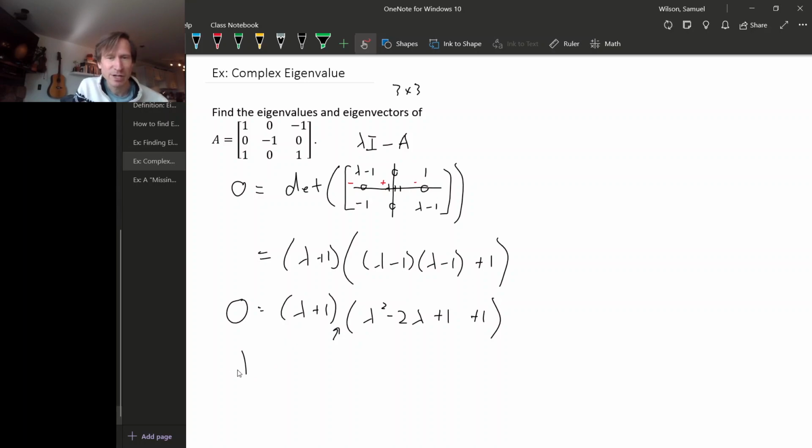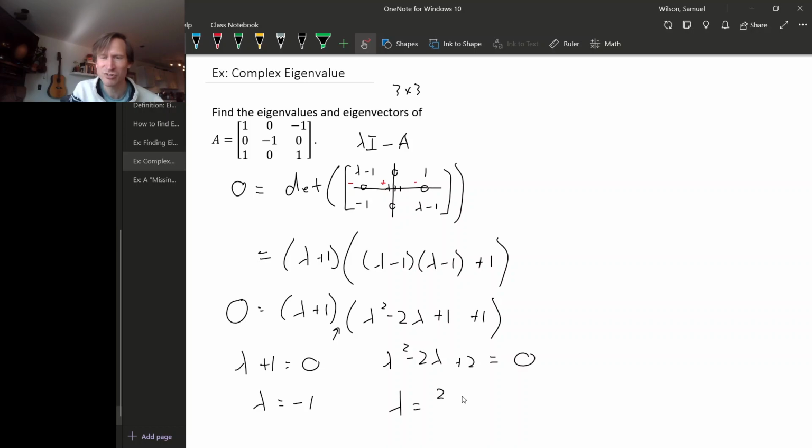So we know that lambda plus 1 has to be equal to 0, so that gives us a single eigenvalue, minus 1. And then also we get lambda squared minus 2 lambda plus 2 equals 0. And this equation is quadratic. It doesn't seem to factor, so we can use the quadratic formula.